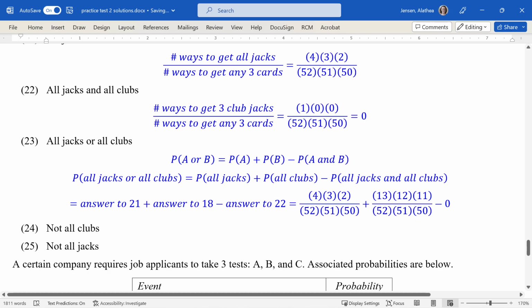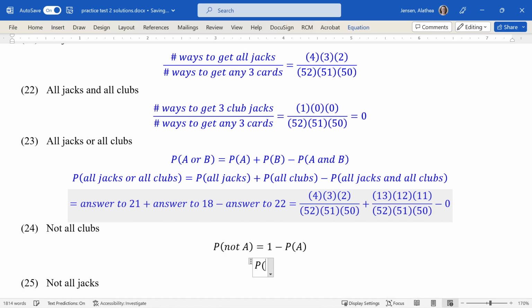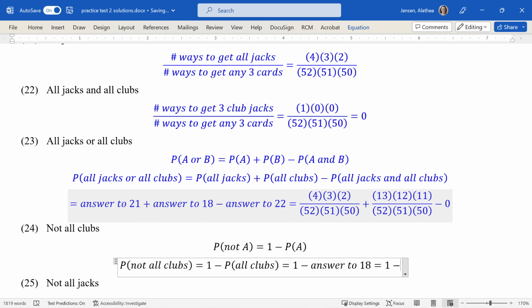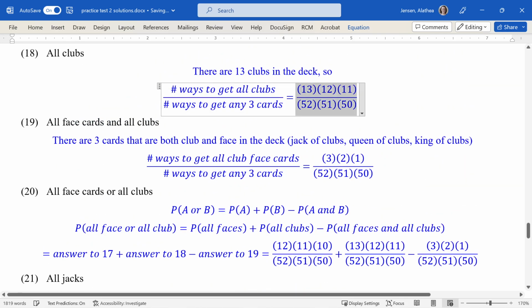All right, 24 and 25 are nots. So we need the not formula, probability that an event does not happen is 1 minus probability that it does happen. Here, probability not all clubs is going to be 1 minus probability all clubs, which I believe was number 18. So this is going to be 1 minus the answer to 18. And that is going to be 1 minus this one.